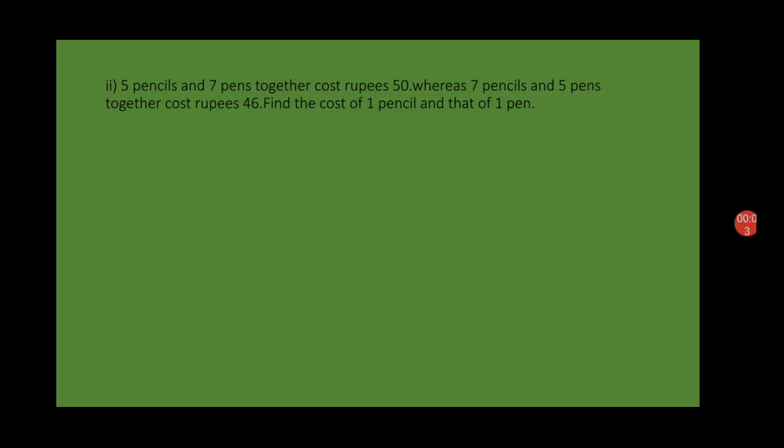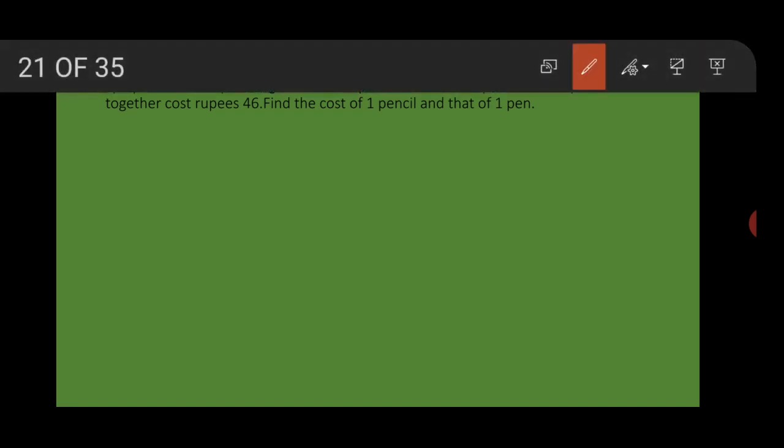5 pencils and 7 pens together cost rupees 50, whereas 7 pencils and 5 pens together cost rupees 46. Find the cost of one pencil and that of one pen. Now let the cost of each pen be x and the cost of a pencil be y. According to the problem, what is given?